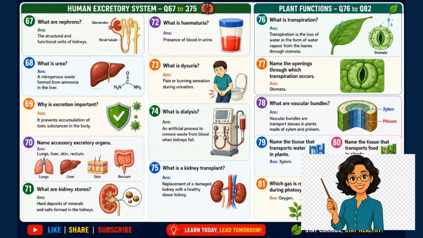Quick recap of the most important points. The nephron is the working unit of the kidney, dialysis cleans the blood when kidneys fail, xylem carries water in plants, and phloem carries food. And that is the complete chapter in just a few minutes.